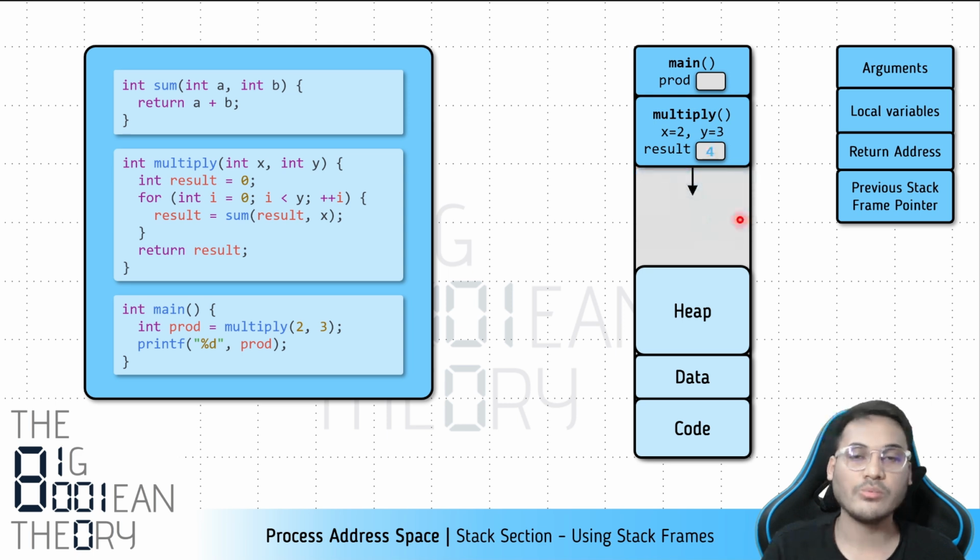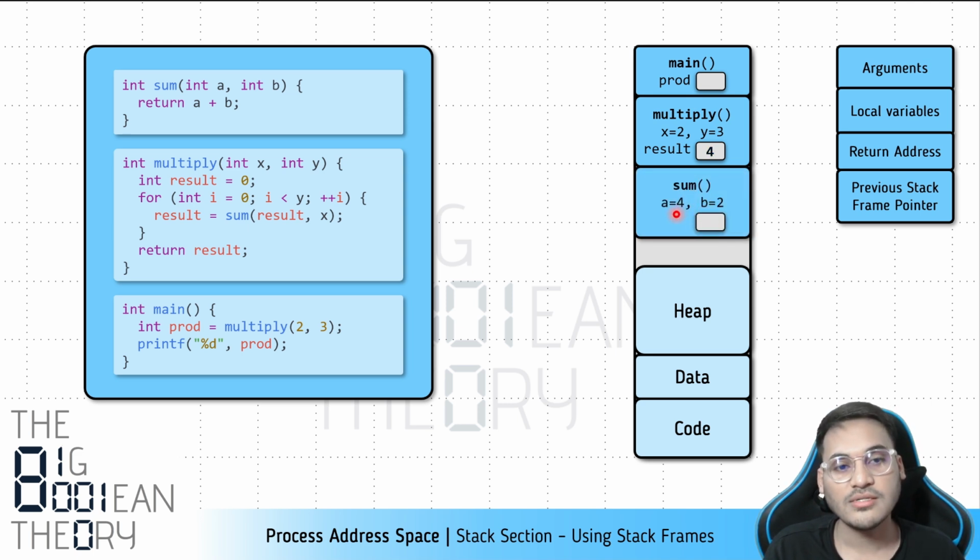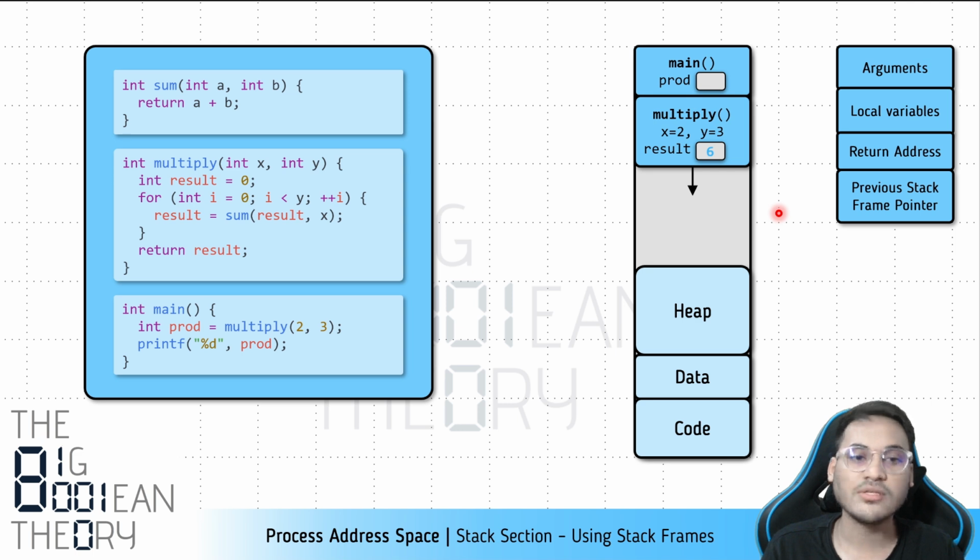So again, when the sum returns, the stack frame is popped off from the stack. Now we'll make one final call to the sum function with the arguments a is equal to 4 and b is equal to 2, and the computed sum will be 6, which will be returned to the multiply function. So now the sum function has been done. It was called 3 times. Every time it was called, we pushed a unique stack frame, and when it returned, we popped off the stack frame from the top.